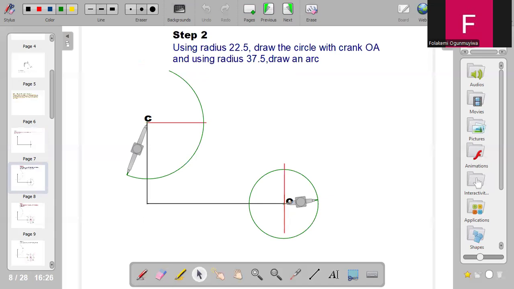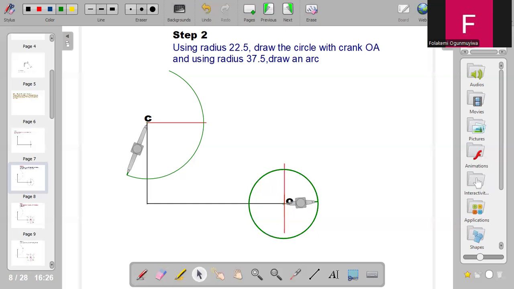After that, using radius of 22.5, because the radius given to us to draw this is 45. We're given 45. And like I said initially, we'll be using half measurement. 45 divided by 2 will give us 22.5. So using radius 22.5, you draw your circle like this. That is for crank OA. This is the first crank, which is OA.